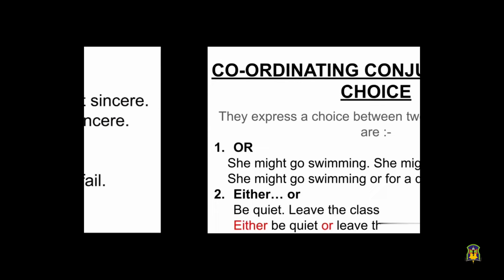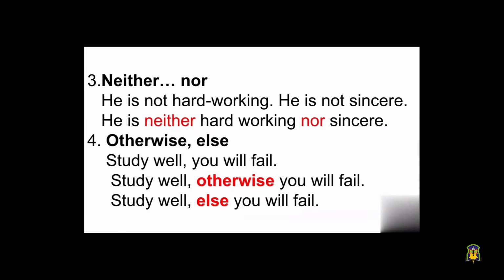Now let's see the third one. Neither, nor. If we have used either or in the positive statement, neither nor we can use for the negative. He is not hardworking. He is not sincere. So we can skip that not from those sentences and make it into a meaningful sentence, that is, he is neither hardworking nor sincere. It gives a negative impact.